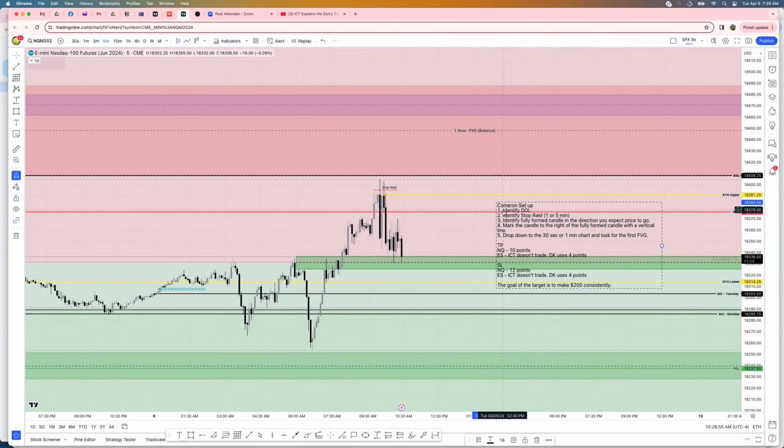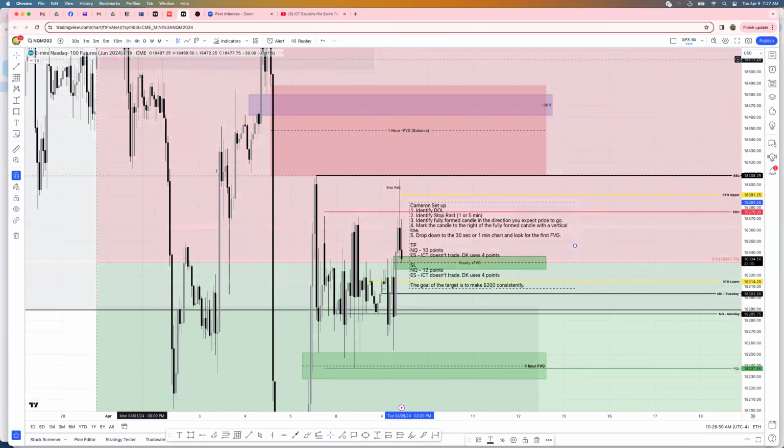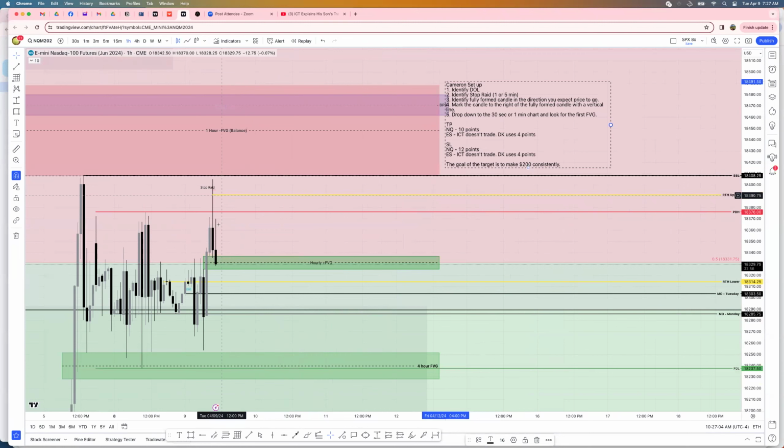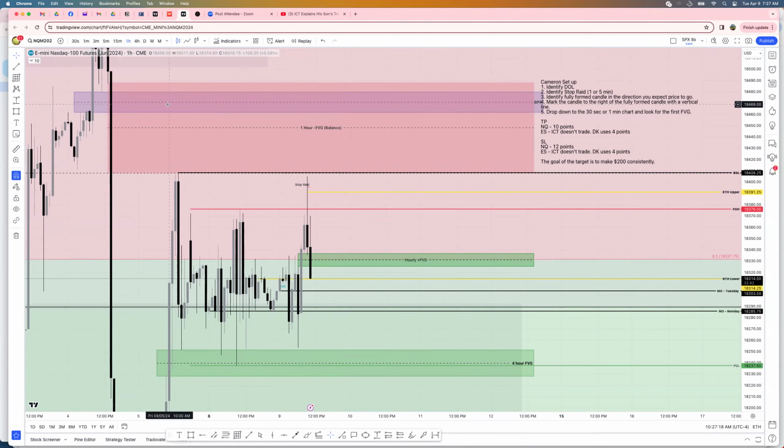So identify our draw on liquidity. Our draw on liquidity could be the regular trading hours gap. I marked this. This is where these yellow lines are. It could be the hourly fair value gap. It could be Tuesday midnight open. Ooh, that's so beautiful. Look at that. Could y'all imagine if we were still in gap fill? Okay. So that's our draw on liquidity, right?